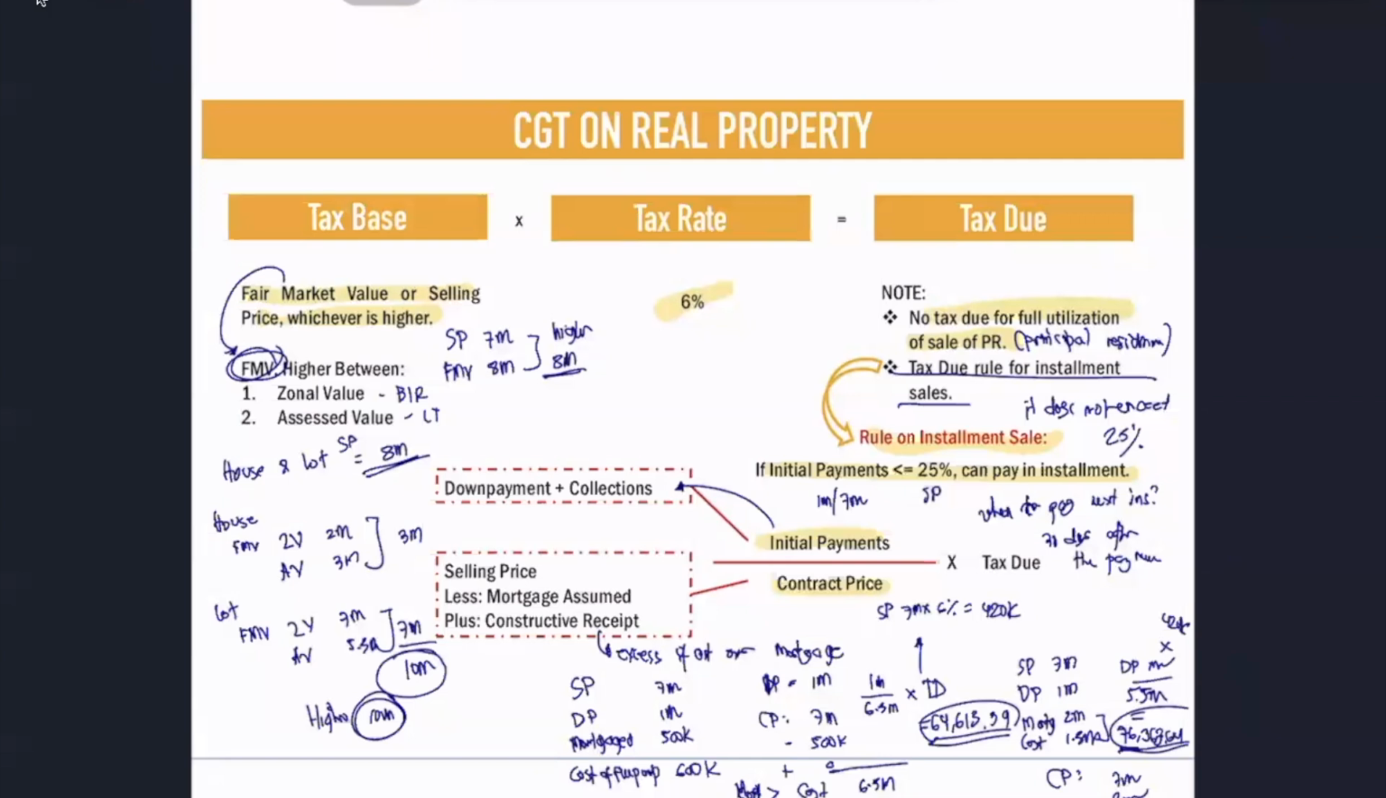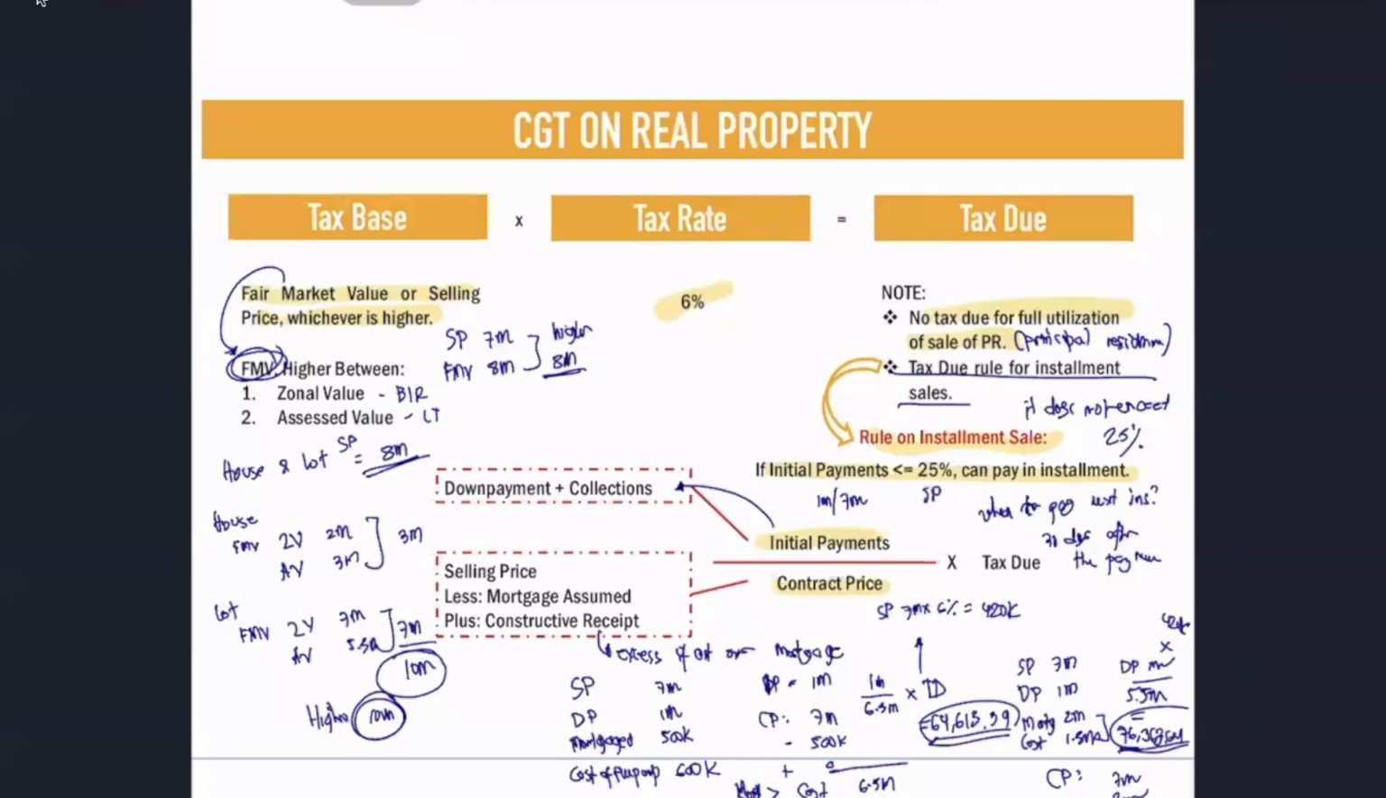Initial payments is down payment plus collection. Contract price is selling price less any mortgage assumed plus any constructive receipt. What is a constructive receipt? That is the excess of your mortgage over cost. Sir, why is it considered a constructive receipt? Because the cost of the property is only like this. However, you have mortgaged it for more than the cost. So since you mortgage it for more than the cost, then it is considered should have been an adjustment on our price. Okay, so that's it for our tax due on your real property.